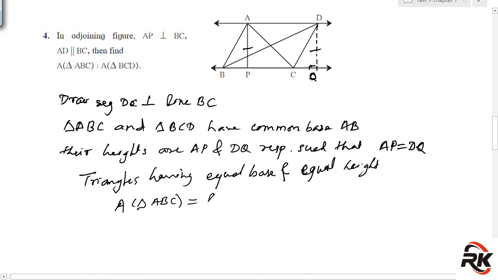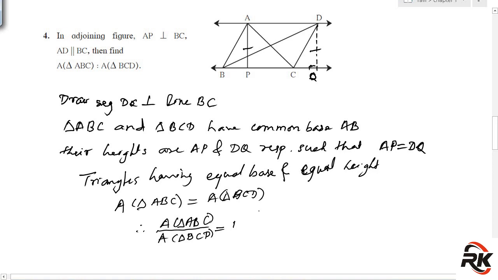means area of triangle ABC is equal to area of triangle BCD, means ratio becomes 1. Therefore, area of triangle ABC upon area of triangle BCD is equal to 1, means 1:1.